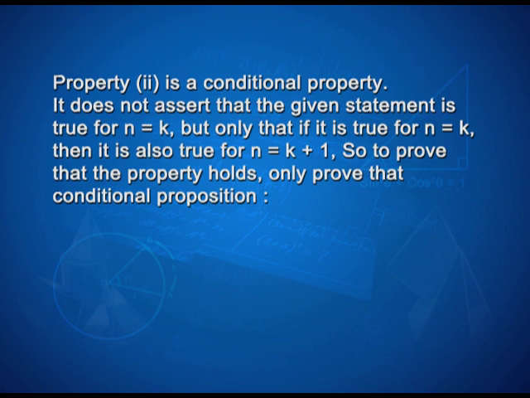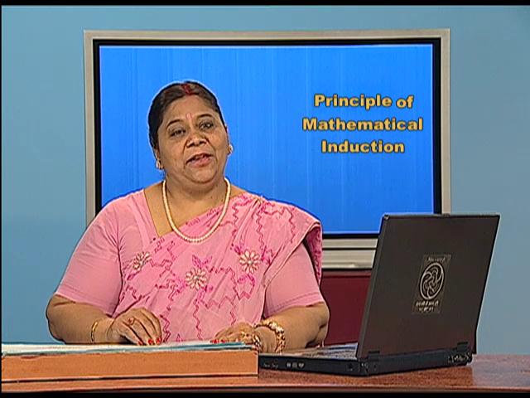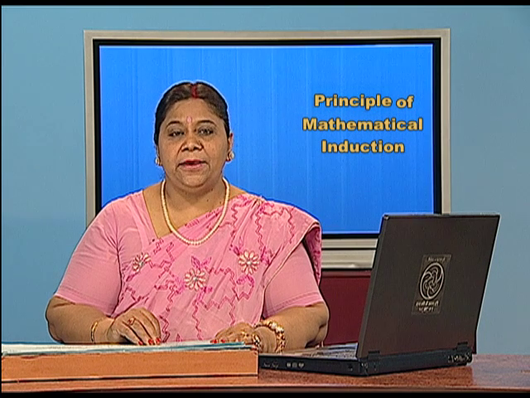It does not assert that the given statement is true for n is equal to k, but only that if it is true for n is equal to k, then it is also true for n is equal to k plus 1. So, to prove that the property holds, only prove that conditional proposition. What is that conditional proposition? If the statement is true for n is equal to k, then it is also true for n is equal to k plus 1. This is sometimes referred to as inductive step.